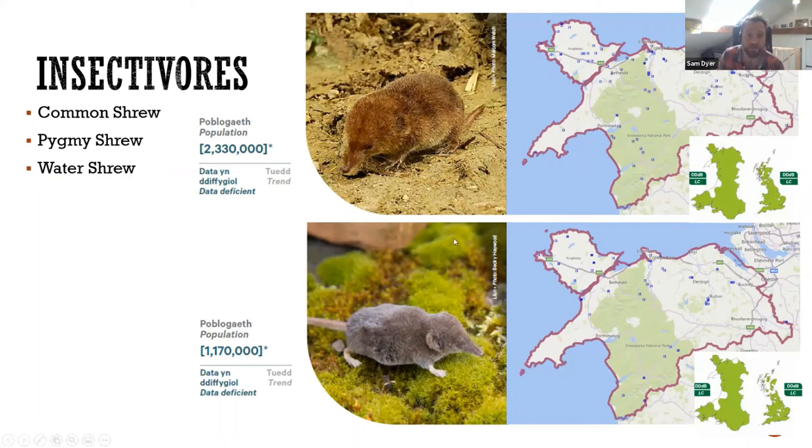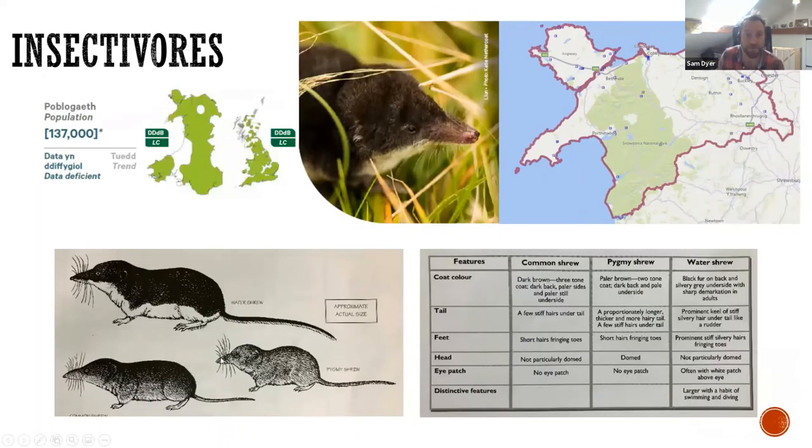So if we think about the identification features of these, here we've got a picture of the two together, and I'll come on to the water shrew in just a moment. But the two shrews, when it comes to the common, they're three-toned. So you've got a dark brown on top, lighter on the sides, and even lighter on the stomach, while the pygmy shrew is much smaller. It has a far more domed head and a proportionally longer tail. So you can see that compared to the body length, the pygmy shrew tail there is a lot longer, and the pygmy shrew is two-toned, so its back and sides are a fairly similar paler brown color, and its belly is lighter.